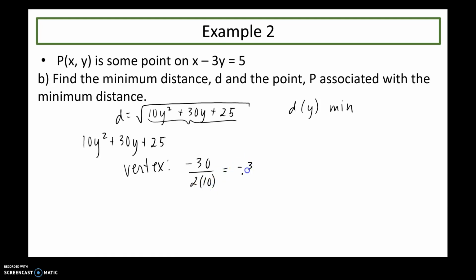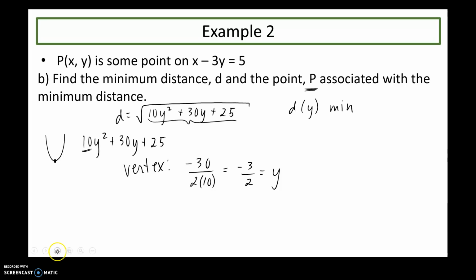That gives me negative 3/2, but be careful here. That's my y coordinate. Now this is a parabola. A is equal to 1. It opens up, so I know my vertex is going to be a minimum. So I'm going to first find the point P, because it'll be easier to find the distance then.